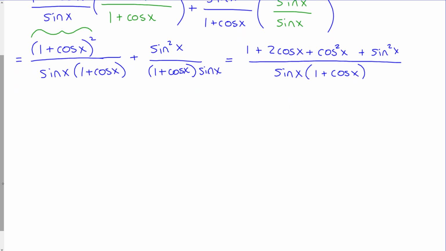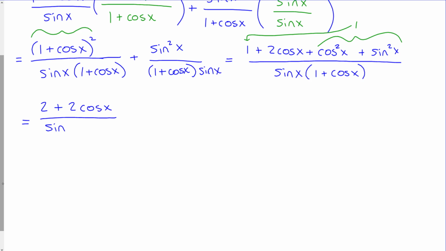Okay, now, as I mentioned, I'm going to get these two terms that I can replace with a 1 because of the Pythagorean identity. So I'm going to do that. Since those will add up to a 1, I'm going to go ahead and combine it with this other 1 right here. And this is going to be 2 plus 2 cosine x all over sine x times 1 plus cosine x.